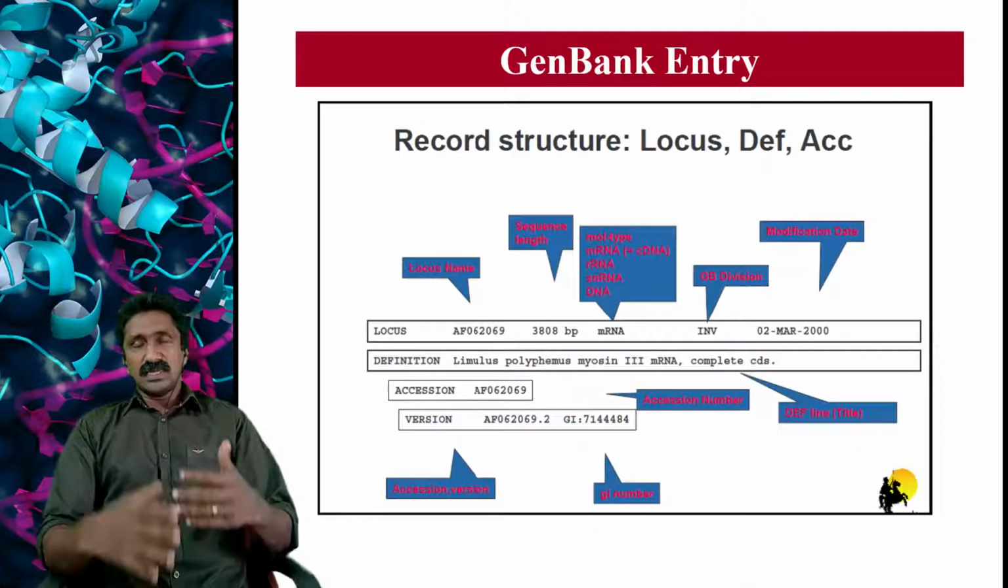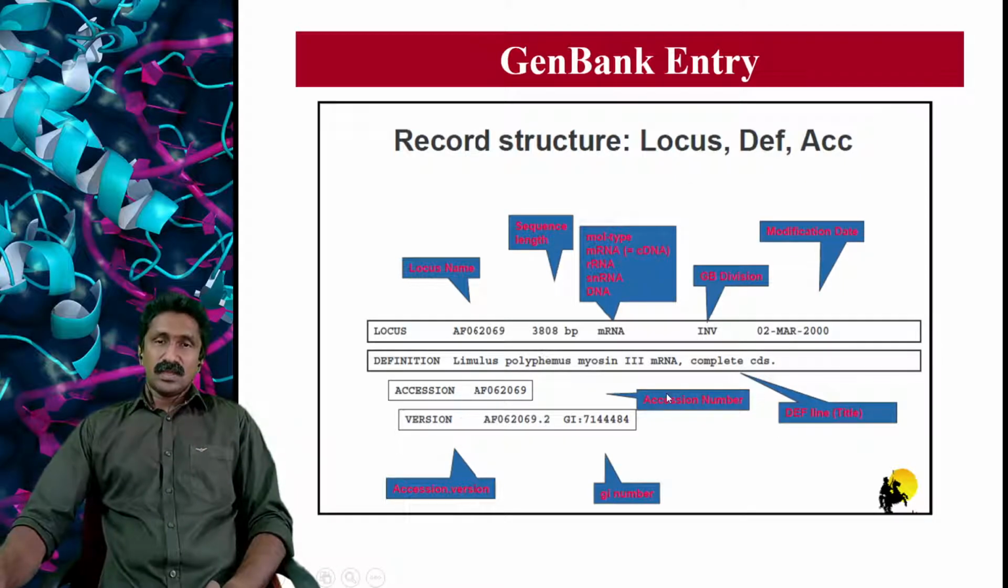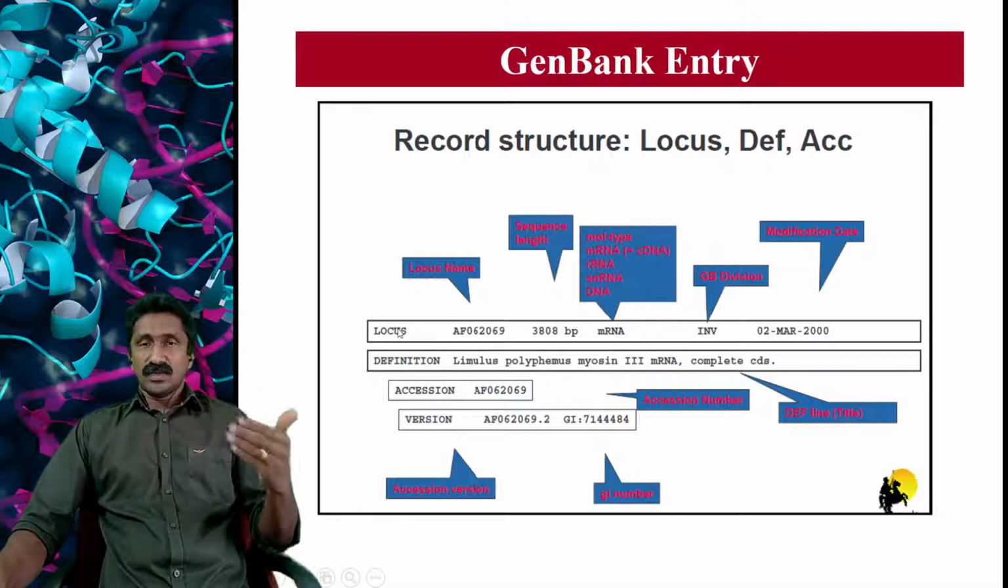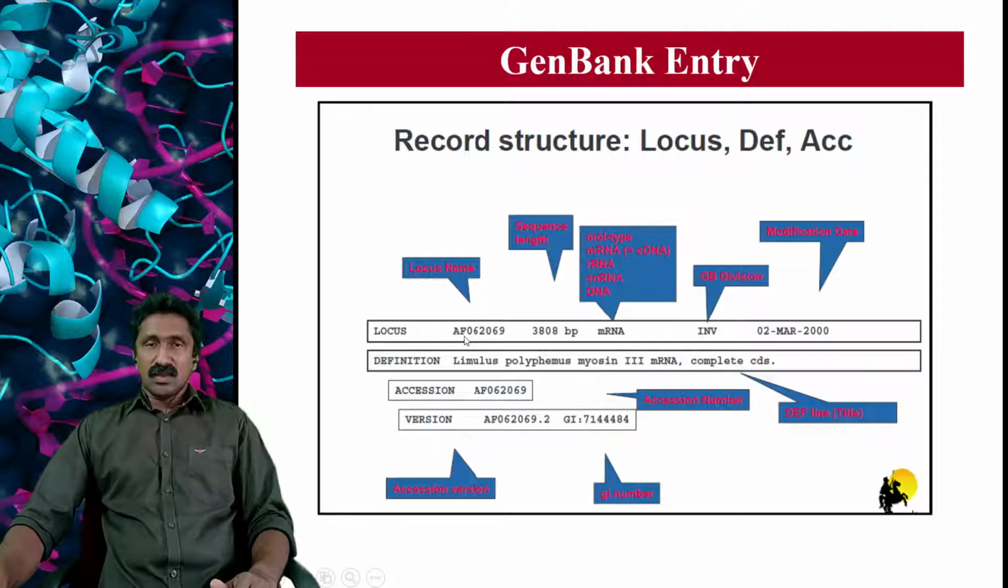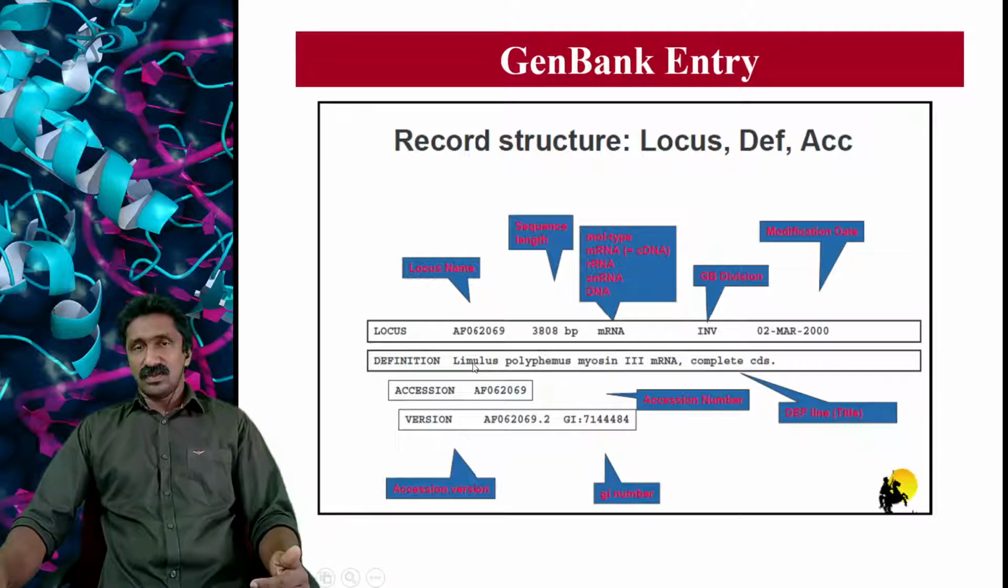Now, let's see what the different regions in that flat file mean. Here you can see the first one, locus, the location of that particular gene. So this is the locus name. This is the actual length of the sequence that is attached. And this is the type of the sequence. Actually, it's an mRNA sequence. Then the database version and the submission or modification date are provided. Then definition is actually a title which describes the nature of the sequence.